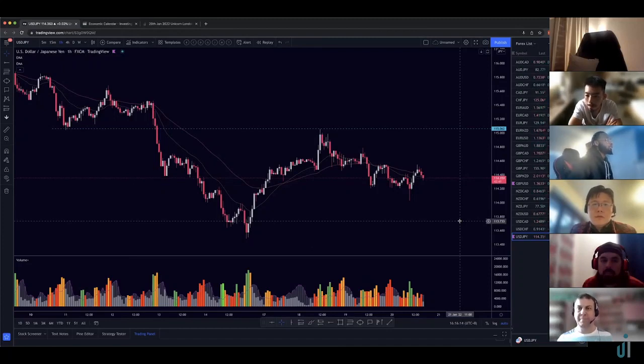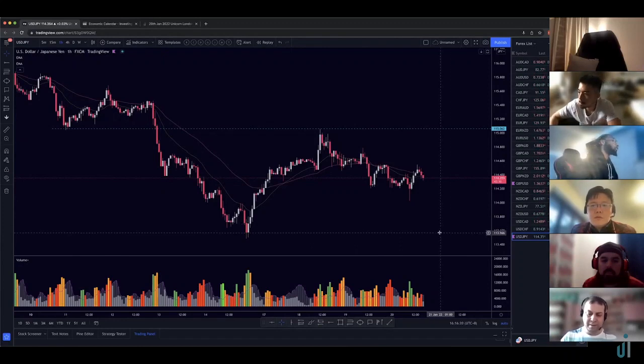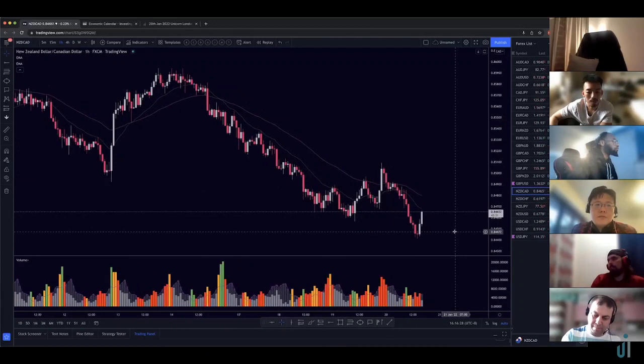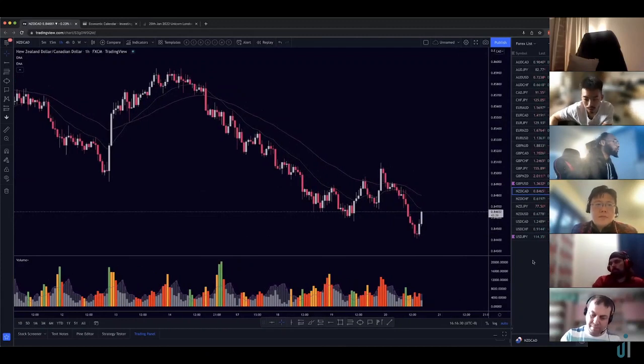Not much is setting up. I noticed a lot of pairs ranging. I was able to find one, but I'm not the biggest fan of it. It's New Zealand CAD. All right. What do you see here?